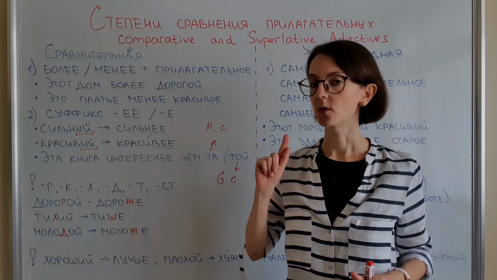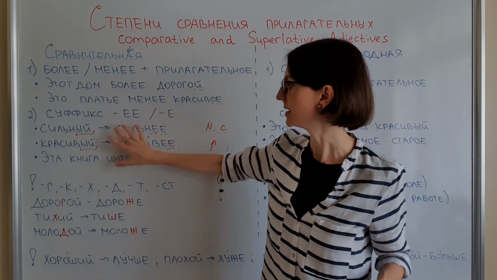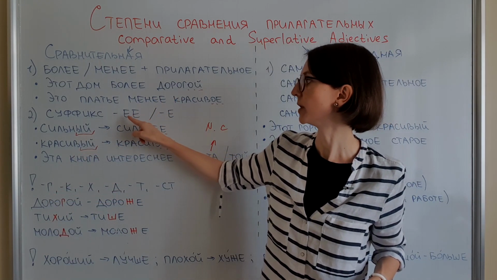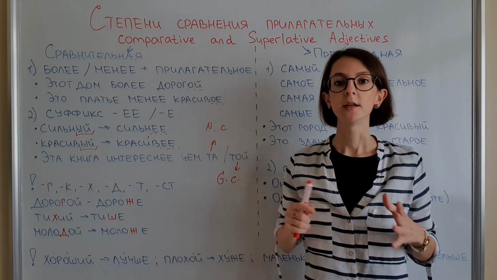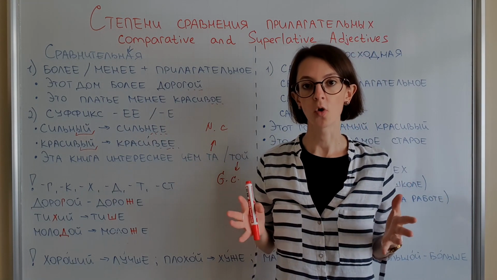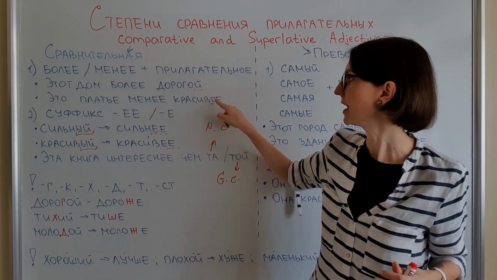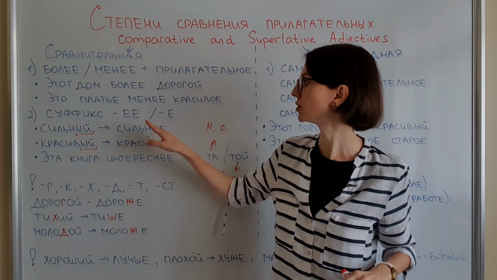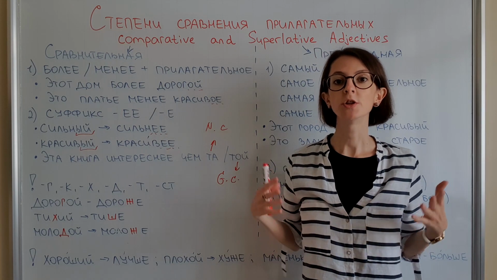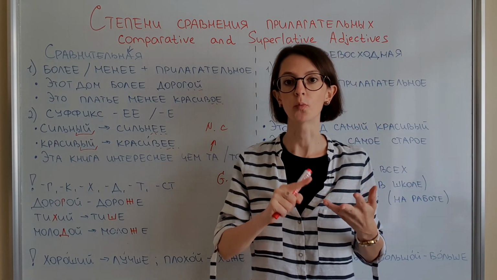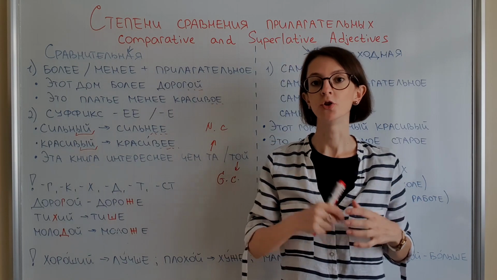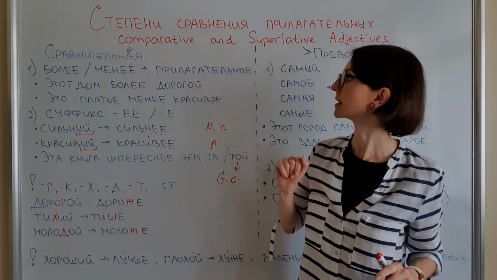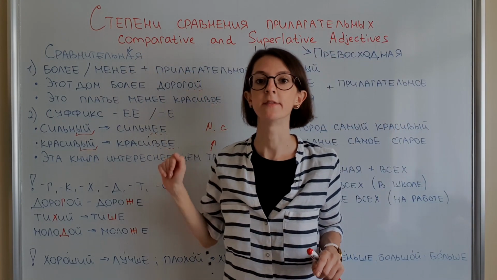And the last point that I want to tell you is that in these cases, when we make comparative adjectives with -ее or -е suffixes, the gender doesn't play any role. So if here we change the ending based on the gender of the noun, in these cases we use these comparative forms for all genders. It doesn't matter if it is singular or plural, masculine, feminine or neuter. You use the same comparative form for all genders. I hope it is clear. So this is comparative form, сравнительная степень.